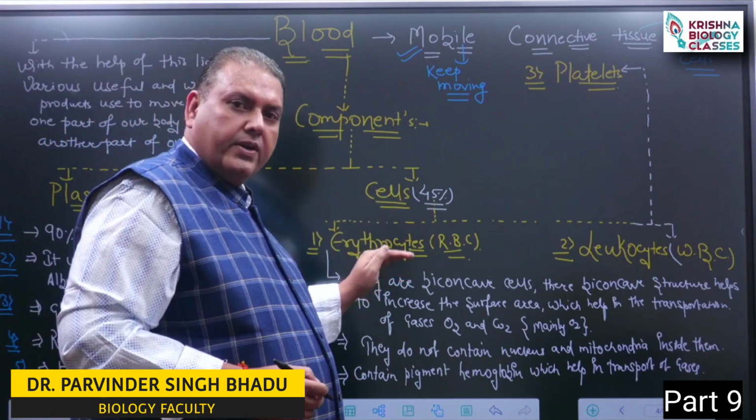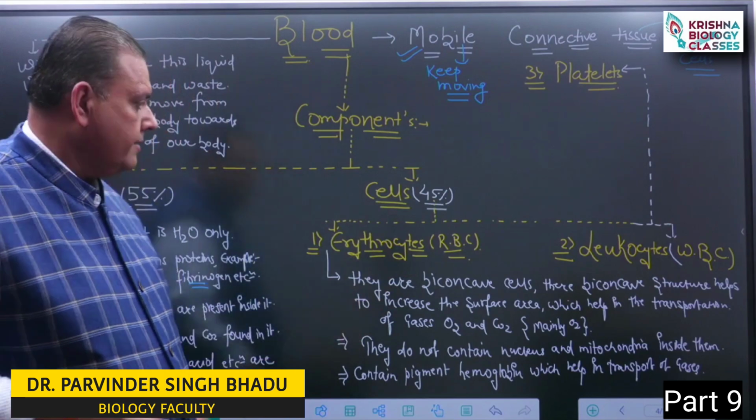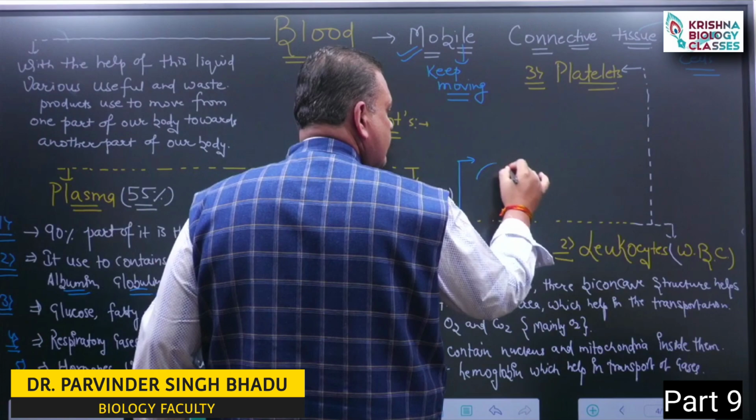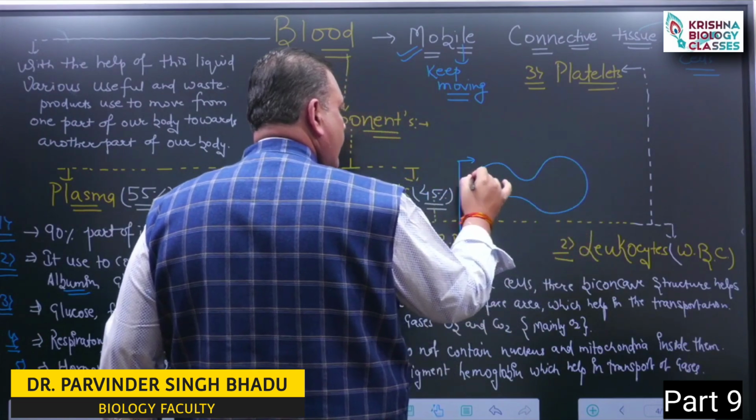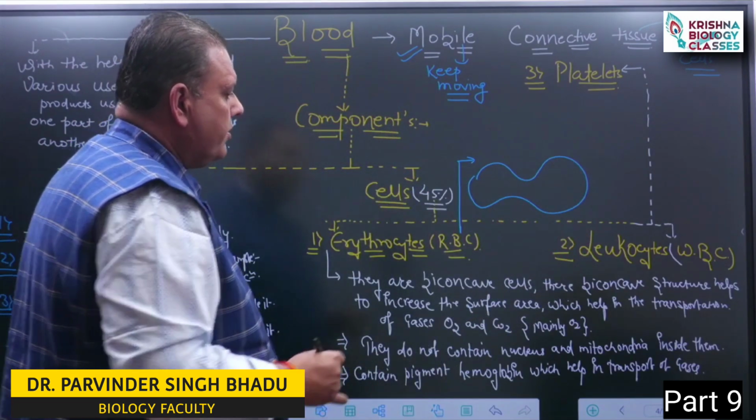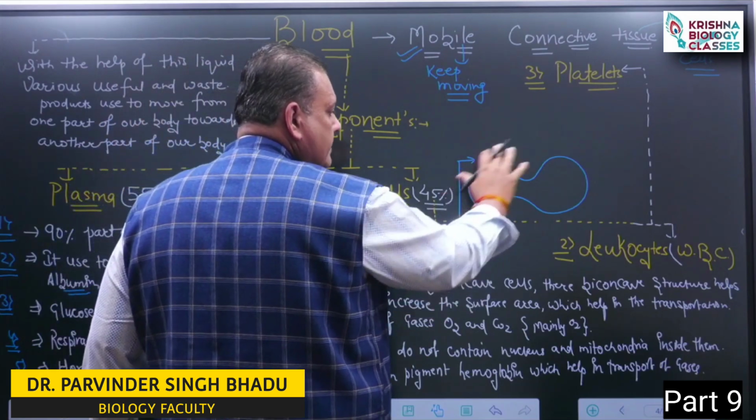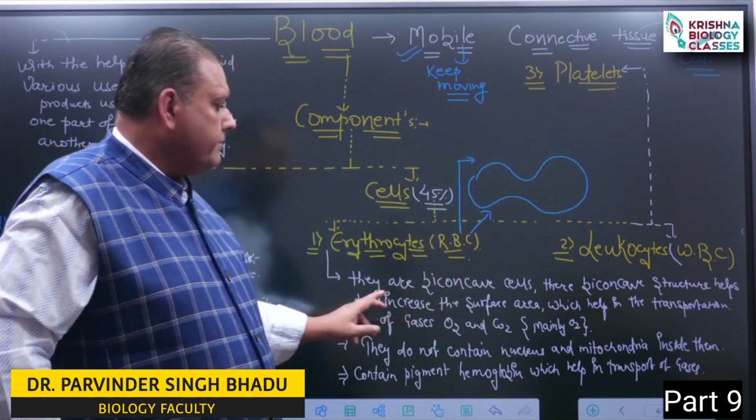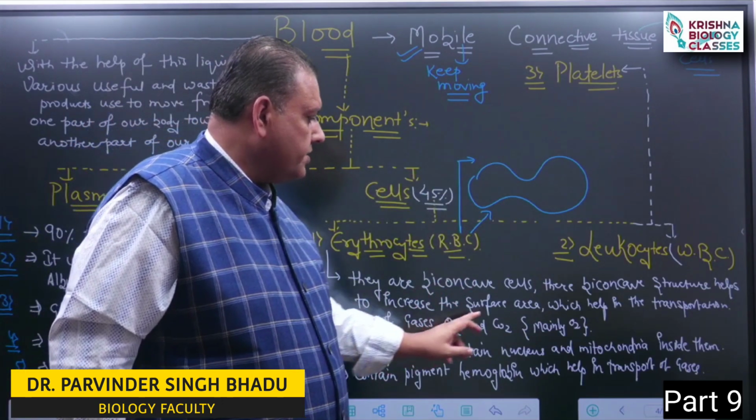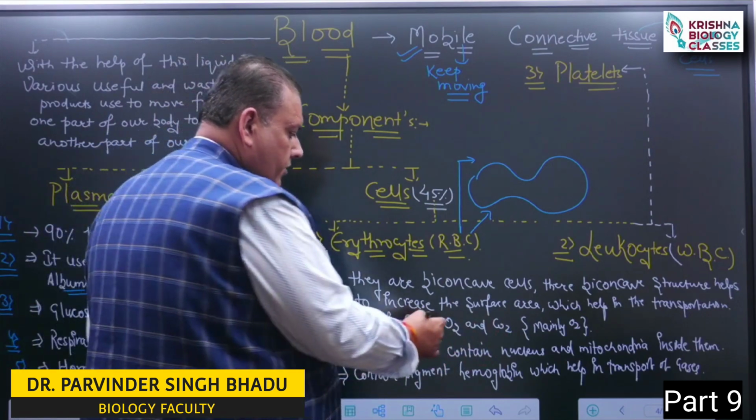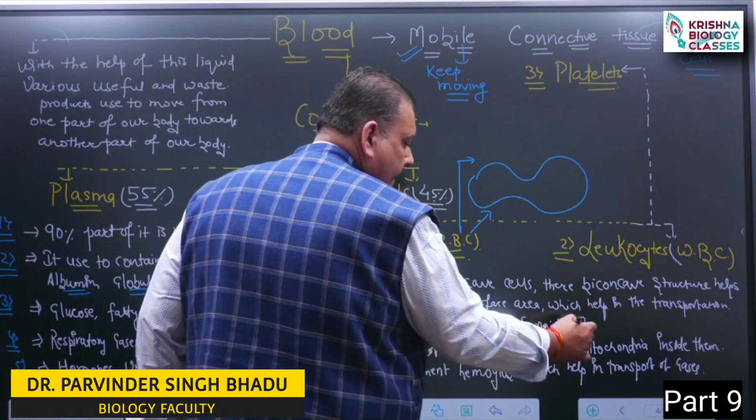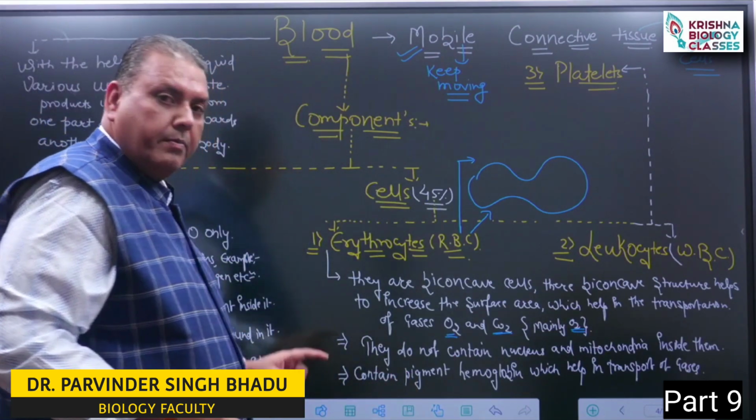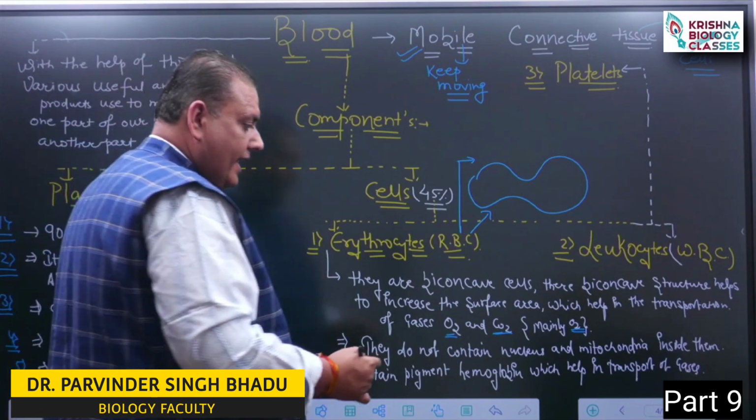The first type of blood cell is the red blood cell. It is biconcave in shape. This biconcave shape increases the surface area of the cell, and this increased surface area helps in the easy transportation of the respiratory gases, oxygen and CO2, but mainly it helps in the easy transportation of oxygen.